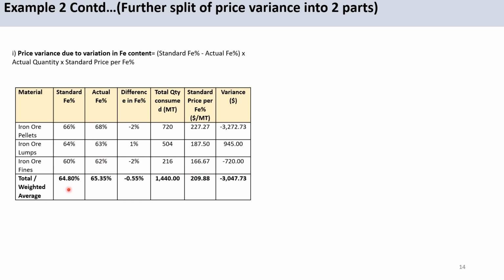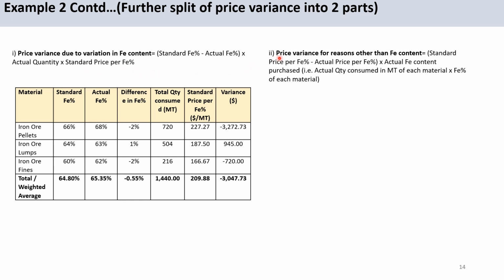So we can see here the total weighted average Fe content as per standard should have been 64.8%, whereas actual is 65.35%. So in the overall mix, we fed a higher Fe content to produce the sponge iron. So the loss is 3047.73 using this formula: standard Fe percentage minus actual Fe percentage times actual quantity times standard price per Fe percentage.